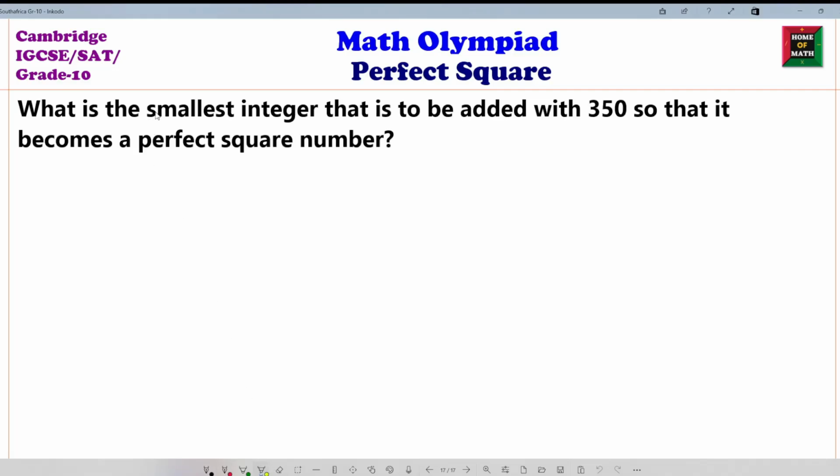What is the smallest integer that is to be added with 350 so that it becomes a perfect square number? It's a very important math for competitive examination and also math Olympiad. We will find the result step by step.